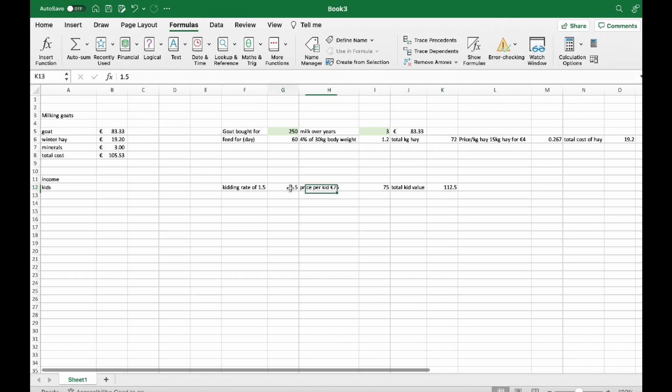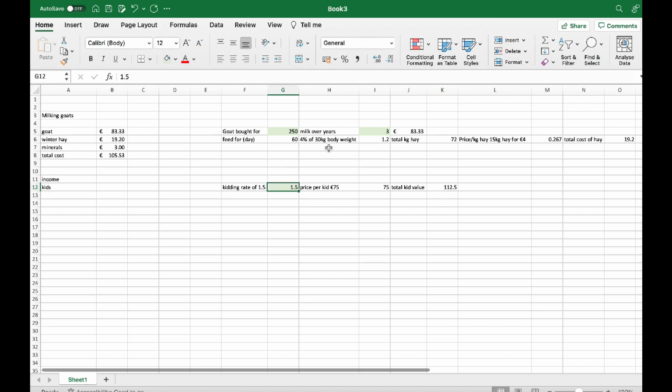Now I need to go and put in more of my green boxes here, so I'm keeping this up to date, because maybe in 5 years' time I feel like my kid rate is 2.2. Well, I can come along and update that and get this sheet as accurate as possible. And then I'm making decisions based on factual information. So this is going to equal this. So basically the goat is nearly covering herself in kids alone. So whatever we get on milk is going to be profit.